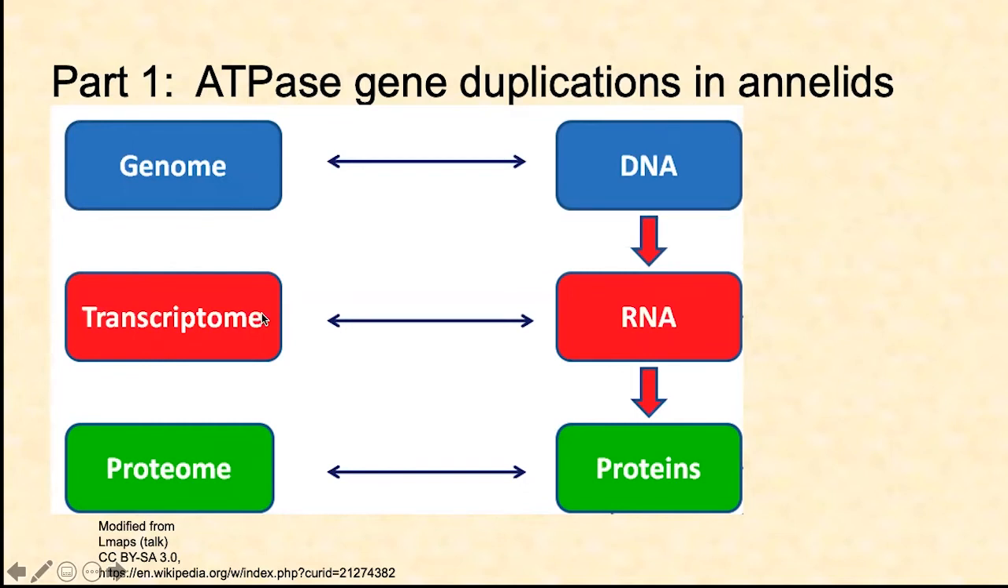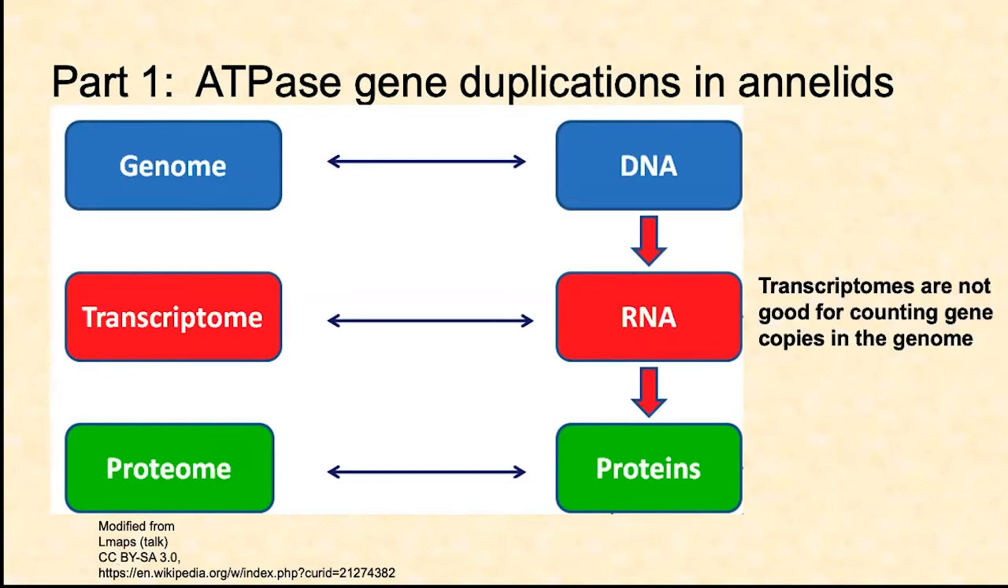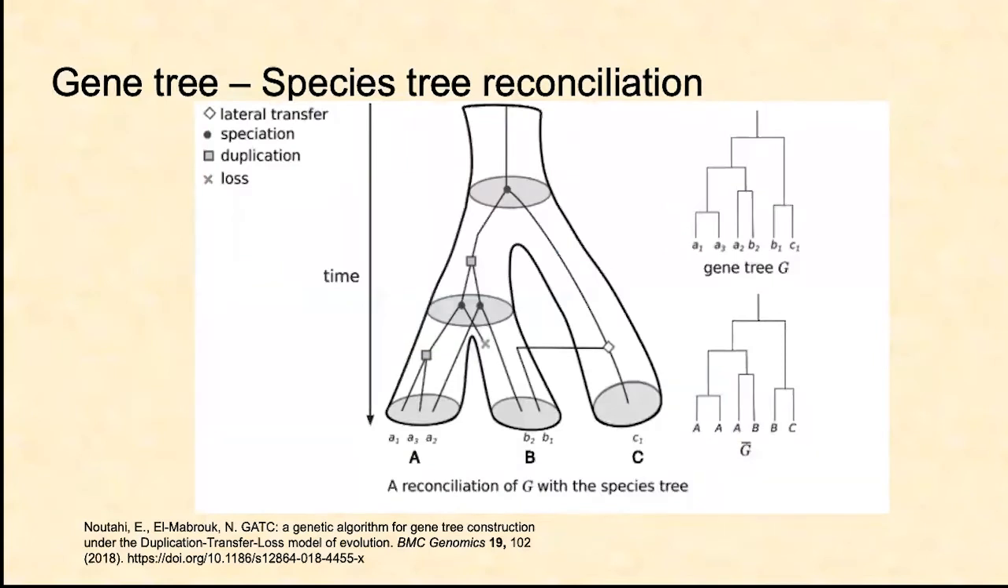So I had lots of transcriptomes, but problematically, for a number of reasons, transcriptomes are not good for counting the number of copies of genes in a genome, which is really what I want to do. But there's something else I can do with the transcriptomes. For any transcript that shows up in the transcriptomes, I can use that to make a gene tree. And if I have a species phylogeny and a gene phylogeny, I can use the reconciliation between the two to infer the locations of gene duplications.